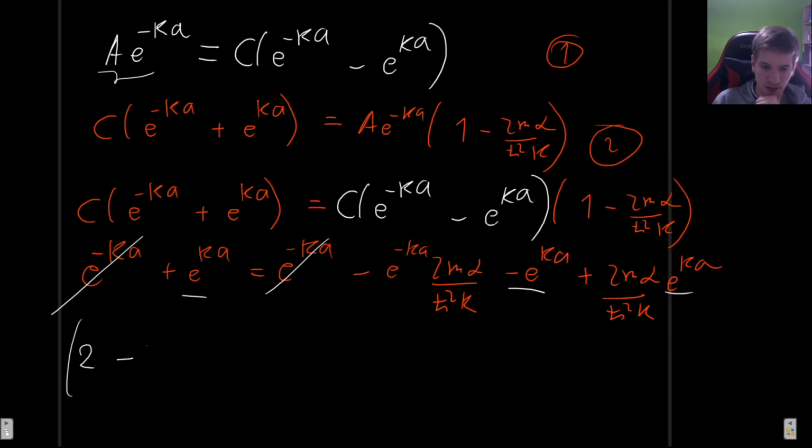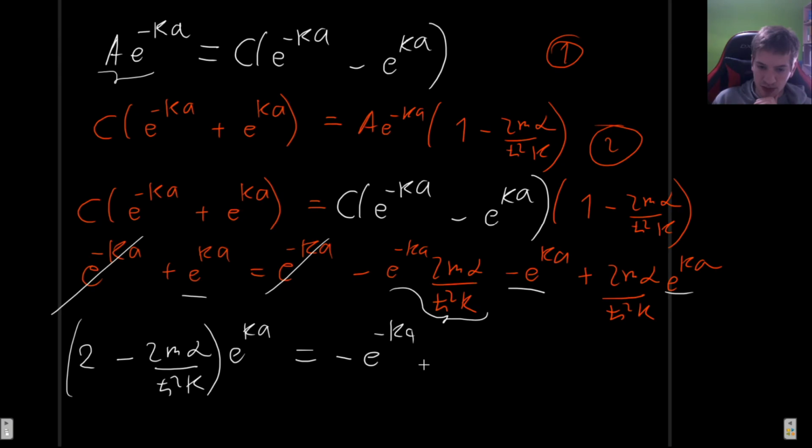So we get 2 minus 2m alpha over h bar squared k, factor of e to the ka, and this is just going to be equal to minus e to the minus ka, which is this last term right here, factor of 2m alpha over h bar squared k. So the first thing we can do here is just divide everything by 2. We just get rid of this. So there we go, and now we can multiply by e to the minus ka. So we get rid of this exponential right here, and this will turn into minus 2ka.